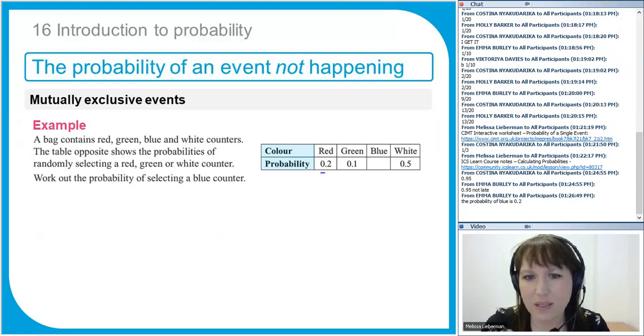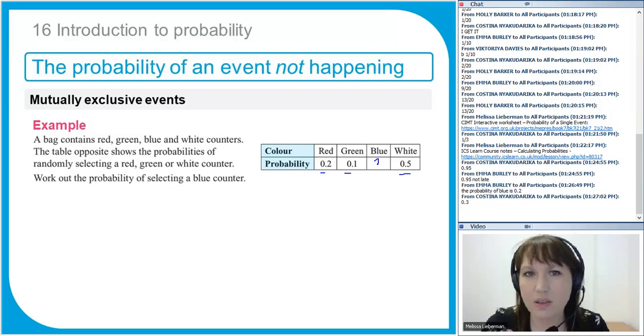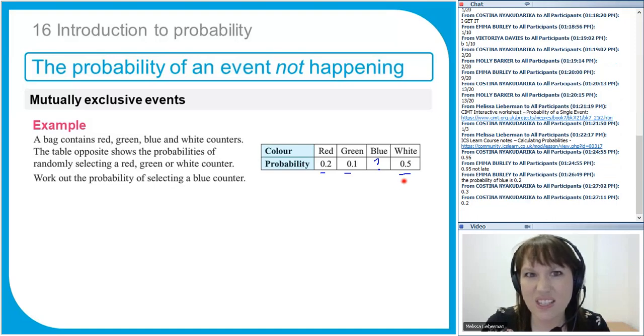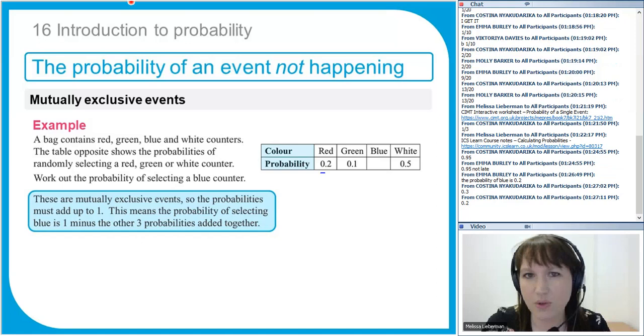How do we work out the missing one here? So the way I would probably do it is I would add together these 3 numbers. Let me just put my pointer back on. 0.2, 0.1 is 0.3, and then add on 0.5. That gives us 0.8, and then subtract that from 1, and that will give us the missing number. So they're mutually exclusive. You can't get red and green. It's got to be one or the other. So we add them together like this. So 1 minus 0.8.